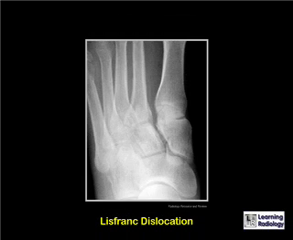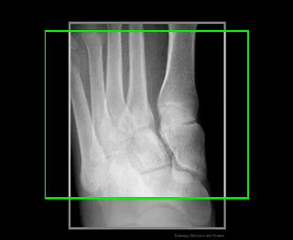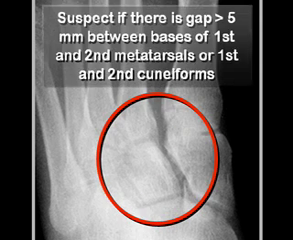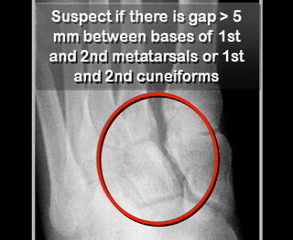Sometimes Lisfranc fracture dislocations can be very subtle, and even though there may be appropriate alignment of the cuneiforms and the metatarsals, you should look for increased distance between the bases of the first and second metatarsals or the first and second cuneiforms, and if it's greater than 5 millimeters in a patient who sustained trauma, then you should suspect a Lisfranc dislocation, as is shown here.